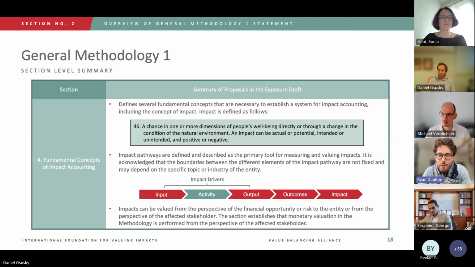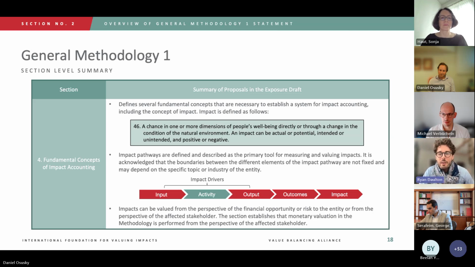We also lay out our use of impact pathways, which, as I've mentioned several times, is the primary tool for measuring and valuing impacts. They're the logic chain that relate the inputs, activities, and outputs of a corporate entity, the things that are happening from the business side, to the outcomes and impacts in the real world.